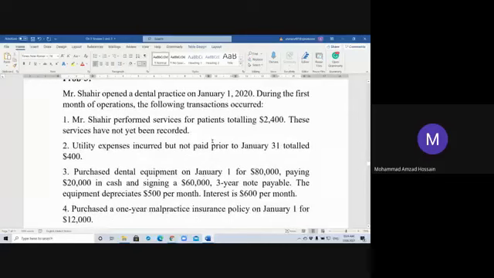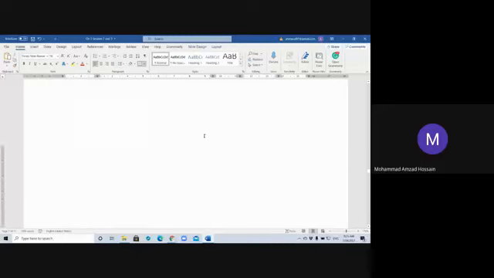So what will be the journal then over there? Account receivable debit. It will increase the account receivable by 2,400 because he has not received any cash. This is accrued revenue. He performed services for the clients, 2,400, but this has not yet been recorded because Shahir did not receive this money from the customers, so it is accrued. So what will be the journal in that case?